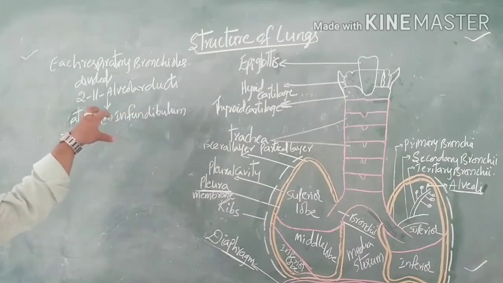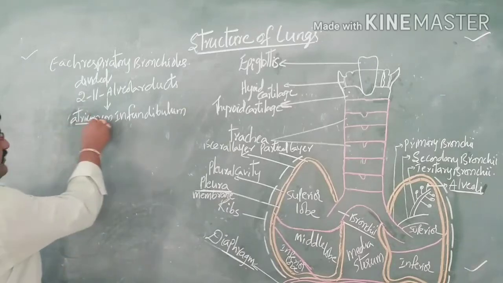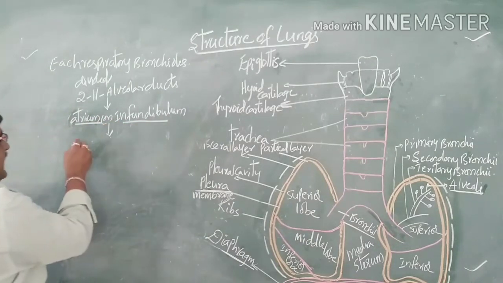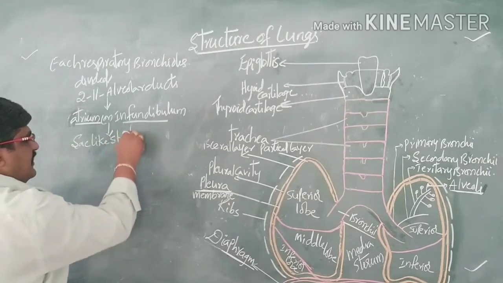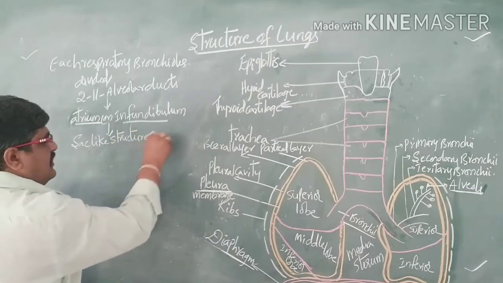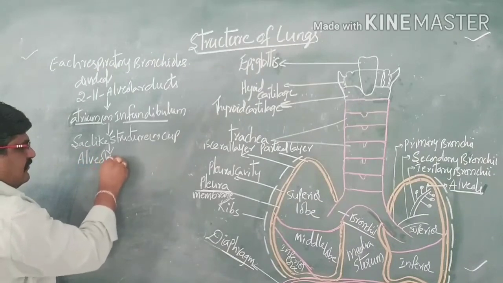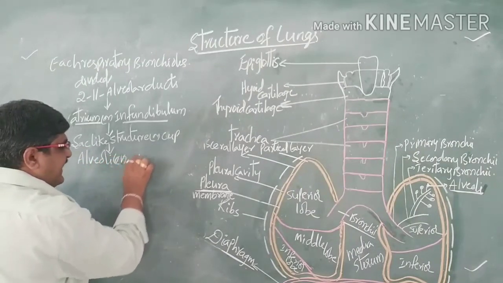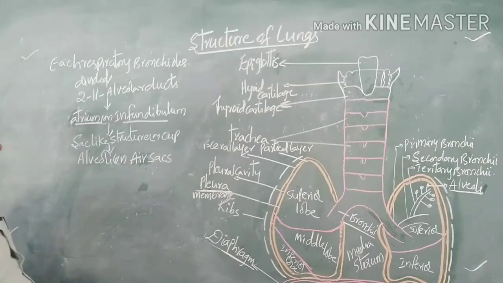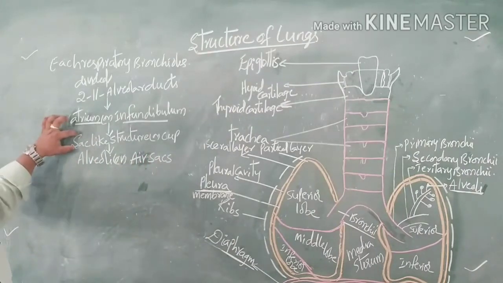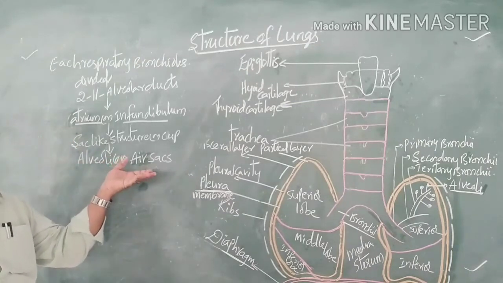Each atrium or infundibulum is made up of sac-like, or cup-shaped, structures called the alveoli, or we can call them the air sacs. That means in an infundibulum, sac-like structures are present that are called alveoli, or otherwise the air sacs.